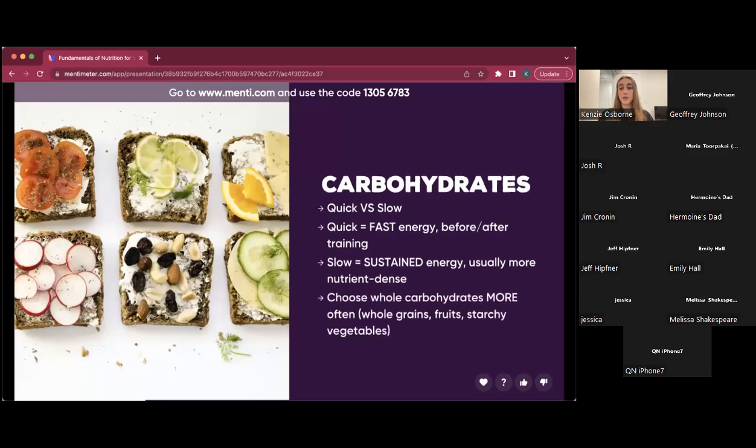So again, choose whole carbohydrates more often outside of those training hours, and choose the quicker carbohydrates more often during training.